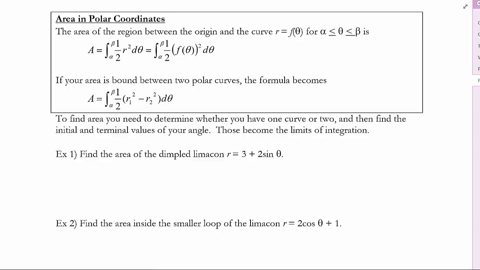Area and polar coordinates. The area of the region between the origin and the curve in polar coordinates is the integral from alpha to beta of 1/2 r squared d theta, where r is the equation of the polar curve. And if you're bound between two polar curves, then you square first and then subtract: 1/2 r1 squared minus r2 squared. So basically what we have to do is figure out what our angles are that we're bound between, and those become our limits of integration. So let's talk about it.